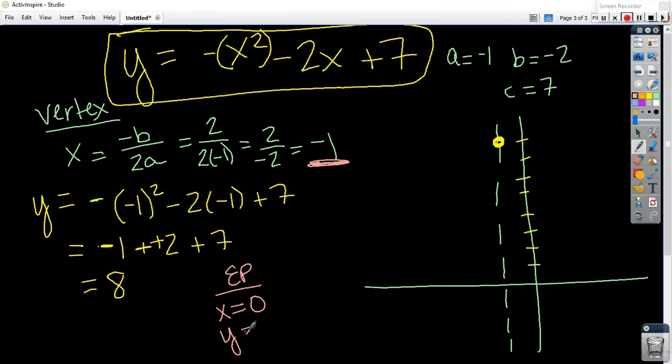Because whenever I plug that back in, I get what? Yes, 7. 0 minus 0 plus 7. All right, so I'm going to put a 0, 7.